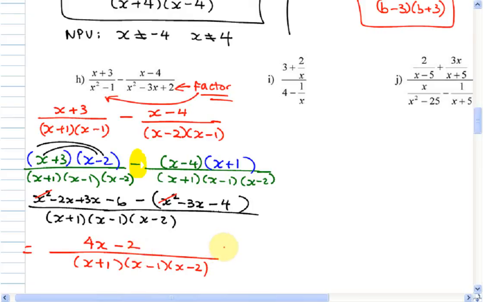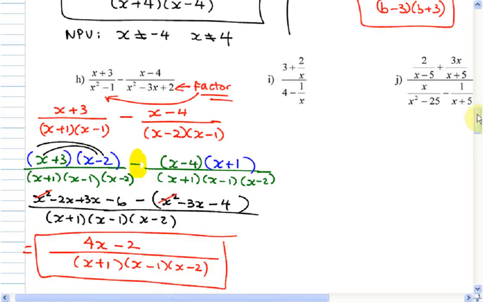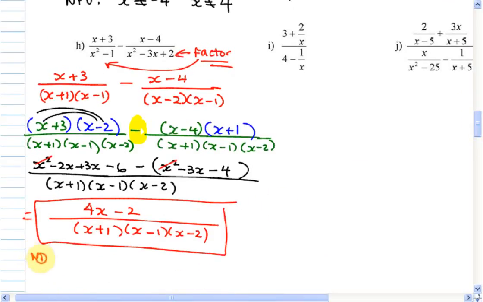Yes. I need affirmation. Your teacher needs affirmation. Yes, it is. Affirmed. Good. NPVs, dear friends. Negative 1, plus negative 1. Done.